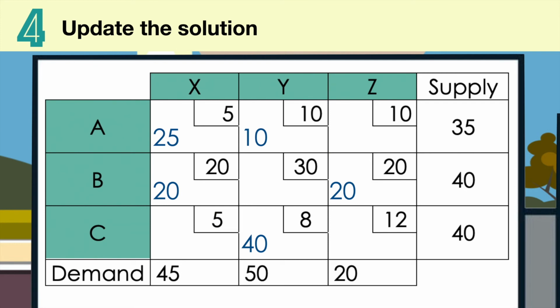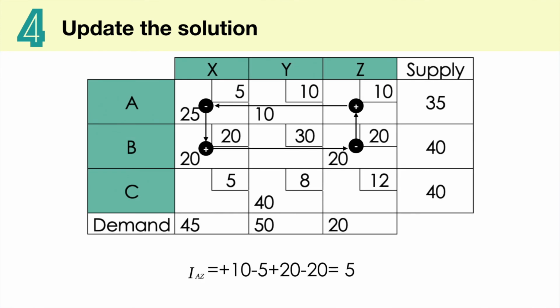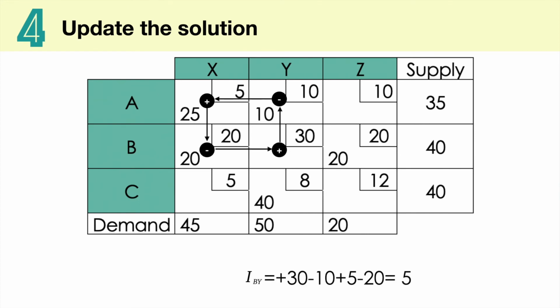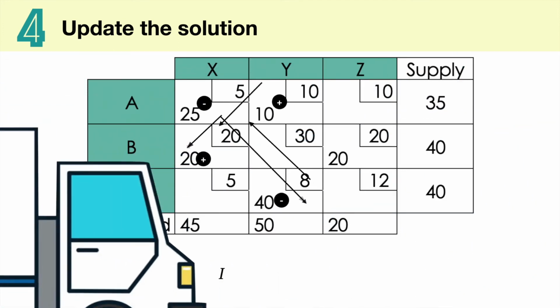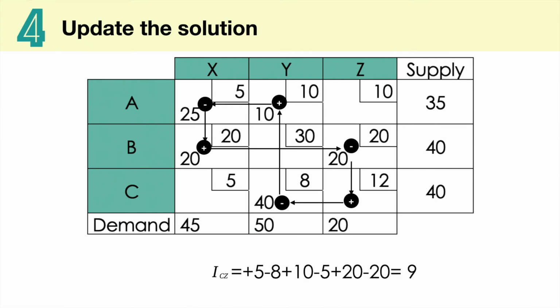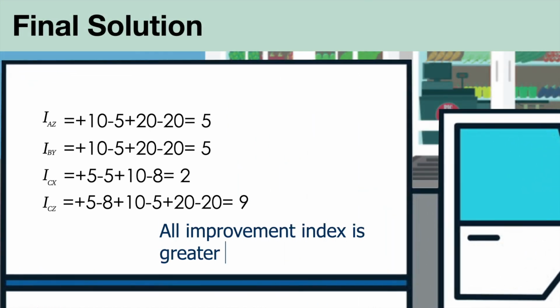We are going to solve the improvement index for the unused squares. First is AZ. 10 minus 5 plus 20 minus 20 is 5. Next is BY. 30 minus 10 plus 5 minus 20 is 5. Next is CX. 5 minus 5 plus 10 minus 8 is 2. Last is CZ. 5 minus 8 plus 10 minus 5 plus 20 minus 20 is 9. All improvement indices are greater than 0.